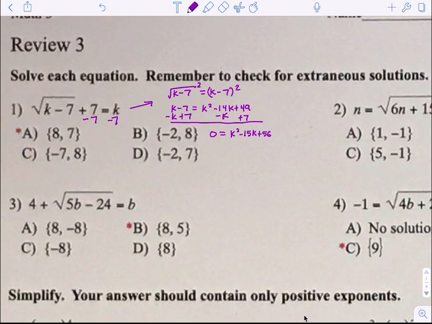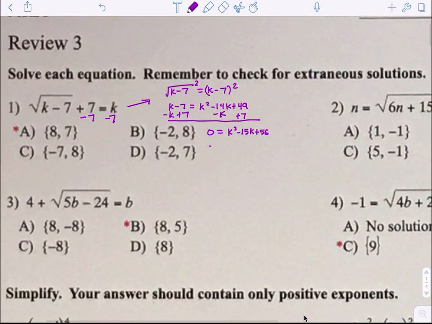Two things that multiply to 56 but add together to give you negative 15 are k minus 8 and k minus 7. K is equal to 8 and 7. Plug those values into the original equation, guys, to check, and you'll find out that when you plug both of those in, it actually works out. So A is your guys' answer.